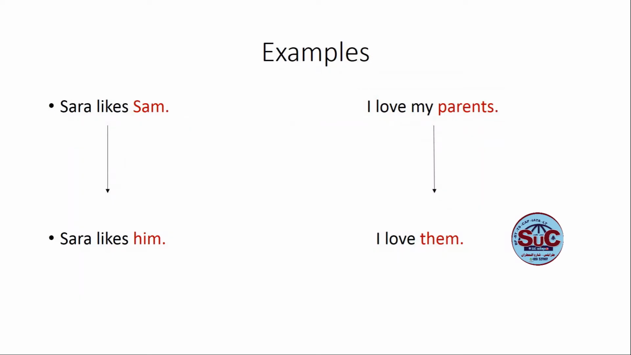As an example, Sarah likes Sam. Instead of Sam, I have to replace it with an objective pronoun, him, because it refers to a masculine noun that comes after the verb. I love my parents. It also comes after the verb love. It refers to a plural noun, so instead of parents, I replace it with them.